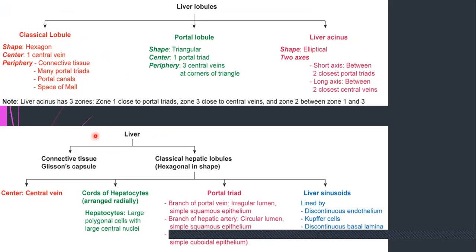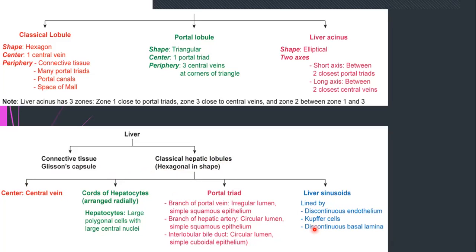Then the liver summary. It has a stroma, the connective tissue, and Glisson's capsule. Then the parenchyma, the classic hepatic lobules, which are hexagonal in shape with the central vein at the center, and cords of hepatocytes radiating from the central vein. Then the portal triad. At the portal triad, we have a branch of the portal vein, hepatic artery, and the interlobular bile duct. Then the liver sinusoids, which are lined by discontinuous endothelial cells and Kupffer cells, and the basal lamina is also discontinuous.